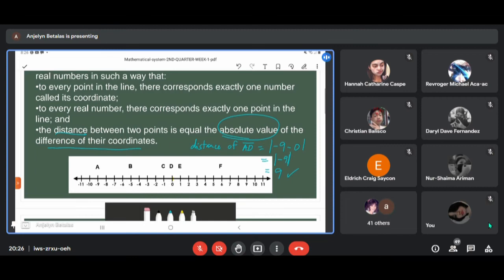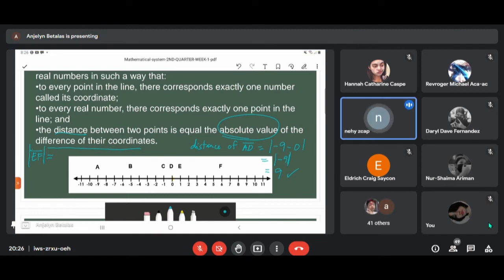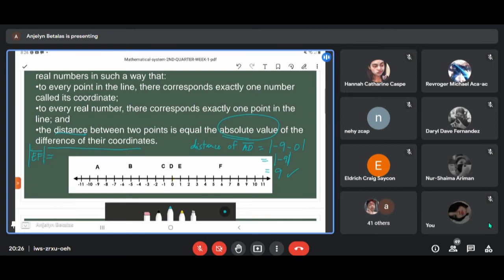How about the distance of segment EF? Distance, so we use the absolute value since you are referring to distance. How much? 5, ma'am. Okay, so subtract: 6 minus 1, or 1 minus 6, the absolute value is still 5.